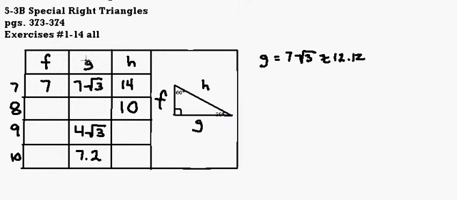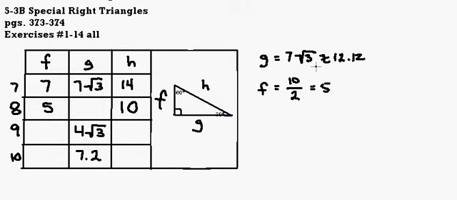Going on to problem number 8, here we're given that the hypotenuse h is equal to 10. Well, that means that the short leg is going to be half that amount. So to find f, we would simply take 10 and divide that by 2, which would give us 5. So that's 5 right there for f.